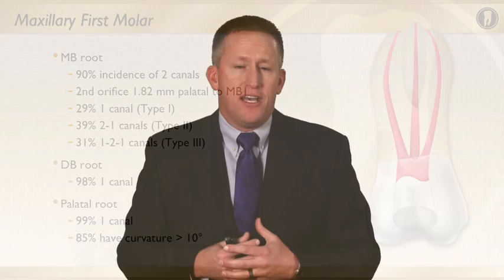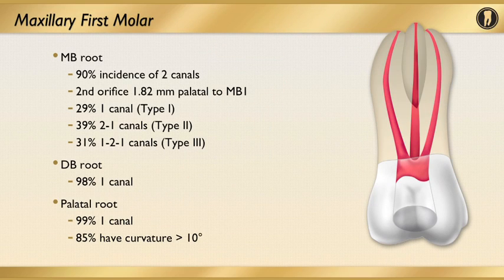So for instance, we may find 2 separate canal orifices on the mesiobuccal root, and upon instrumentation notice that they both exit from a common exit apically. And 31% of the time, we can have one orifice on the mesiobuccal that will turn into 2 separate canals, but then recombine into one canal apically. This is a type 3 configuration. Again, the distobuccal root as well as the palatal root predominantly are one canal systems.